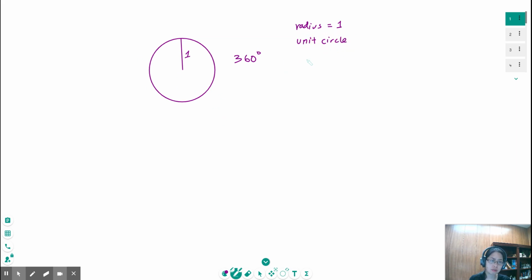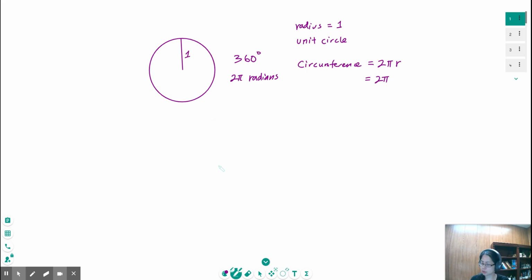Now, if we take the circumference of the circle, we know that it is 2 pi r. And if the radius is 1, that's going to be 2 pi. So in other words, this 360 degrees for a unit circle, it's also going to be a 2 pi length. And we can go ahead and call that 2 pi radians. One way to think of degrees and radians is kind of like thinking of decimals and fractions. They both describe the exact same thing, but in different ways.